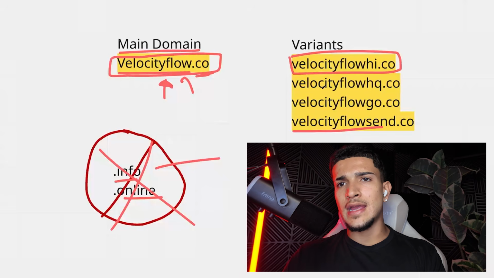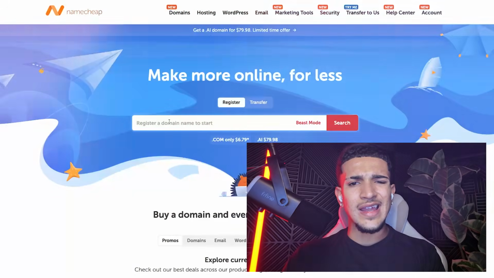All right, so now that you know you're going to need your main domain, which is going to be your main company website, and your subdomains, you may be wondering, how do I actually set this up? So now I'm going to teach you how you can actually set up your main domains and your variants. All right, now you're going to come over to something like Namecheap. Now, we found with a lot of testing that Namecheap has the best price domains.